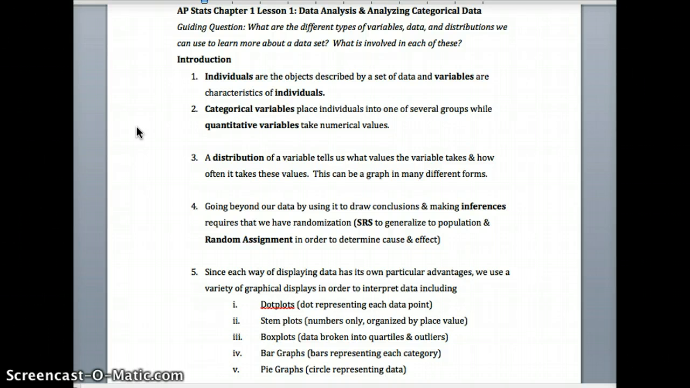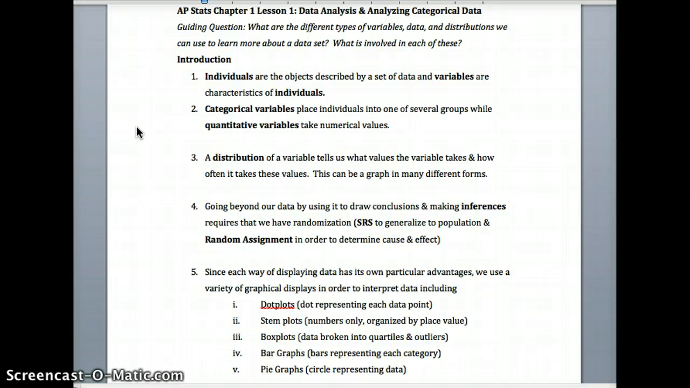and the topic. When we say the word distribution, it tells us what values the variable takes on. Those would be on our x-axis, if we have a histogram, and how often they take on those values. Dot plots, stem plots, histograms, and box plots are all types of ways we'll look at displaying a data set. Going beyond our data to make inferences, for example, to get a random sample from a population and then be able to generalize the results of that to the population, are key goals in statistics.